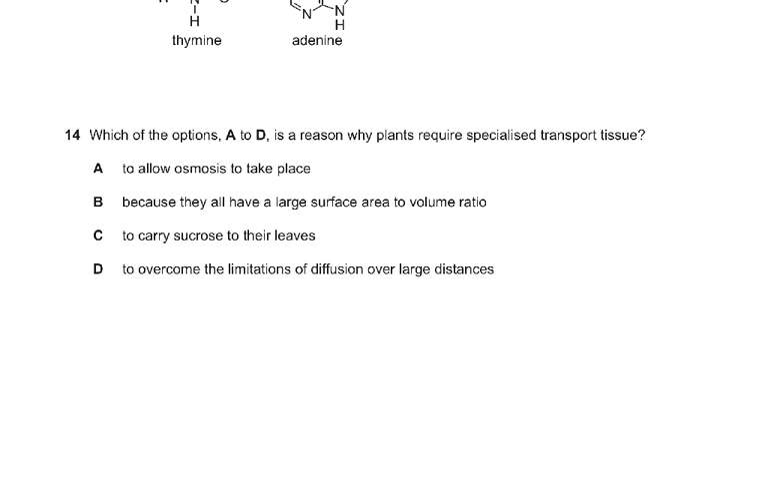Question 14. Which of the options A to D is the reason why plants require specialized transport tissue to allow osmosis to take place? Because they all have a large surface area to volume ratio? No, in fact, there's a smaller surface area to volume ratio. To carry sucrose to their leaves? The answer is D, because they overcome the limitations of diffusion over long distances.